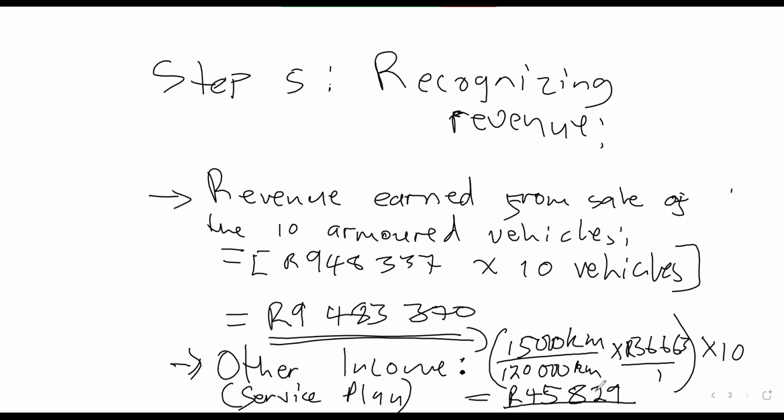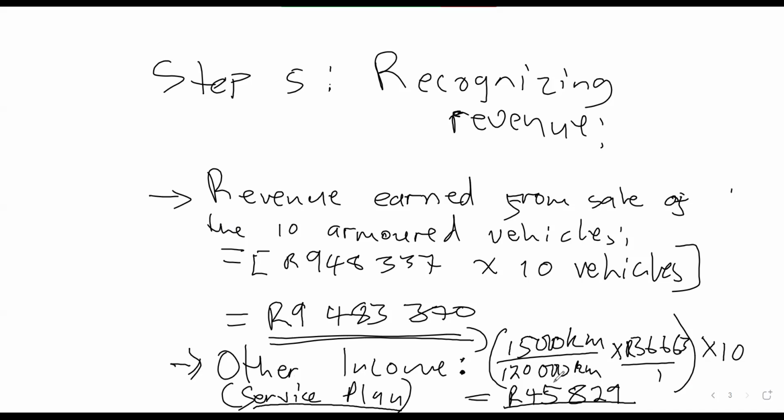45,829. Is that the total now? Yeah. No, you see, the other income here is referring to the service plan. This is just for the revenue, sorry, just for the 15,000 kilometers. It's just for the 15,000 kilometers, for all 10 vehicles, but it's still 45,829.